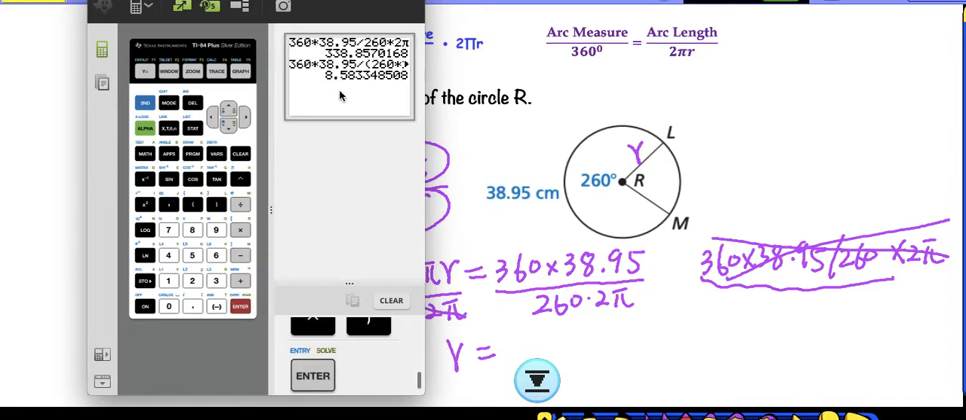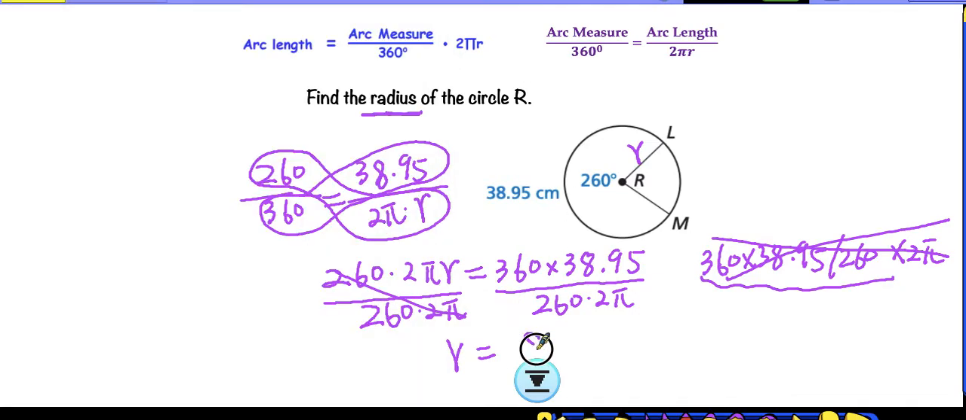So that's it. This is a long way. And if the question asks us to round to the nearest hundredth, we know it's going to be 2 decimal places here. The third decimal digit is 3, less than 5, so we are not going to keep it. Then the answer is 8.58. Same as this, the unit is going to be centimeters.